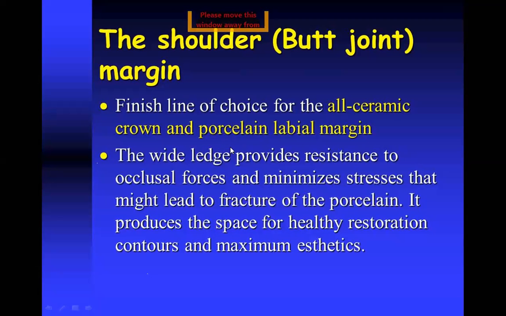The shoulder finishing line is used for full ceramic or porcelain margins, right? The wide finishing line, in such an angle, which is the butt joint or sharp angle, is nearly 90-degree angulation between the wall and the finishing line. It will make it a good resistance for the crown to resist the occlusal surface.